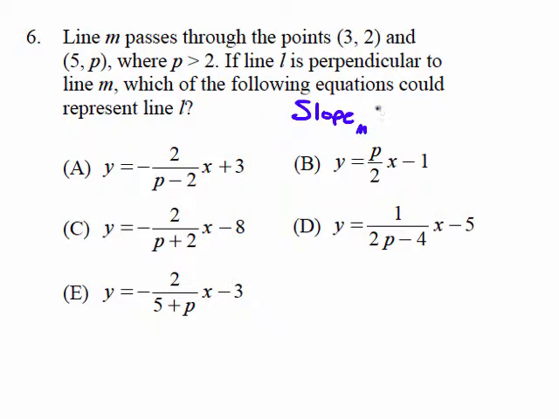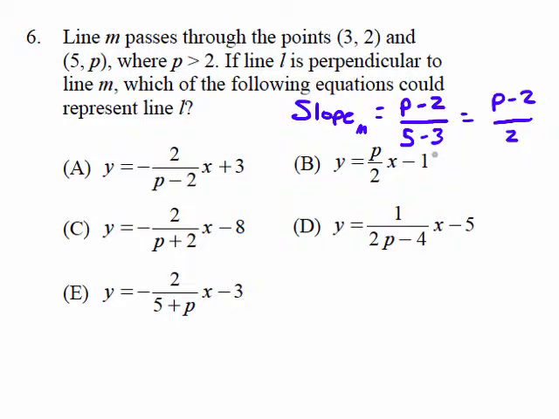slope sub M, right? That's going to be the rise over the run. So we're going to say the rise is p minus 2. That's y value minus y value, right? And the run is going to be 5 minus 3. We can simplify this a little bit, so it's (p minus 2) over 2, right?